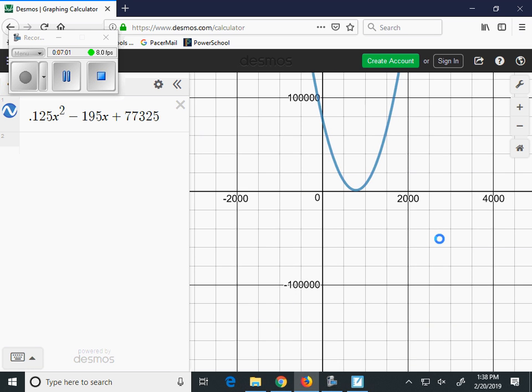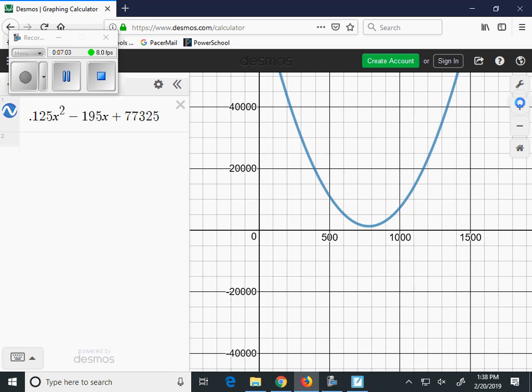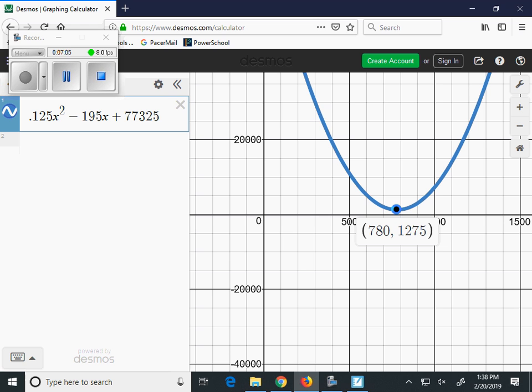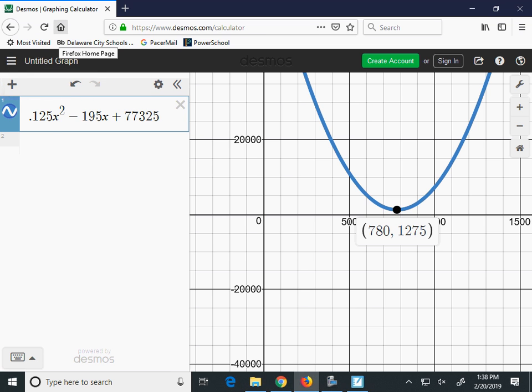When I look here, it's really zoomed out, but we found our minimum value here, 780, 1275, which is the x and the y value that we found algebraically. All right, next question.